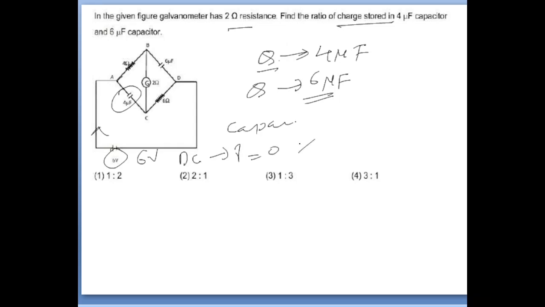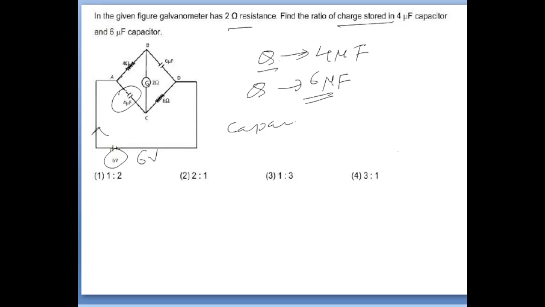What is the frequency of a DC source? 0. Then what is the capacitive reactance? Reactance means resistance, indirectly resistance. It is 1 by 2 pi F C. So what is F? I mean frequency. So what is your frequency? 0. 1 by 0, which means the capacitor doesn't allow current to pass through it. It shows infinite resistance for the current. So the current doesn't flow through it. I hope you understood the logic here.